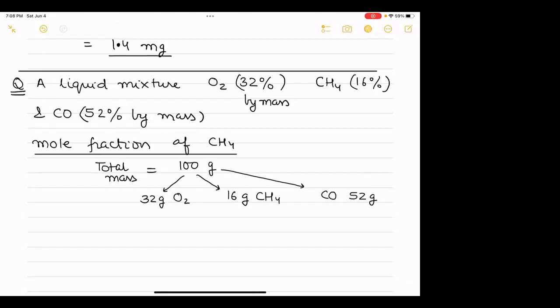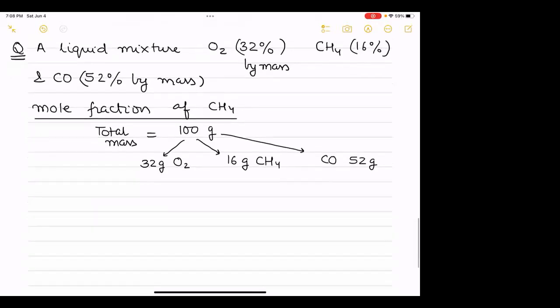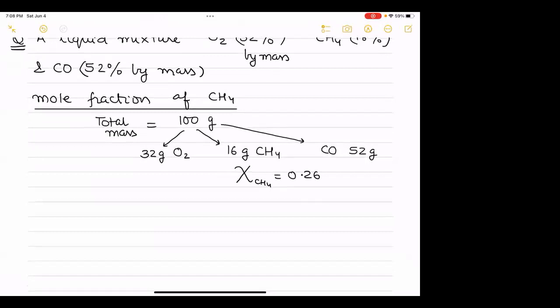Okay, and divided by 28. So you will get it in moles. Okay, so the moles of methane divided by moles of all the components. So the answer is going to be chi. Mole fraction is represented by the Greek letter chi. Chi of CH4 is equal to 0.26, right? Okay, so I hope the method and all is clear.